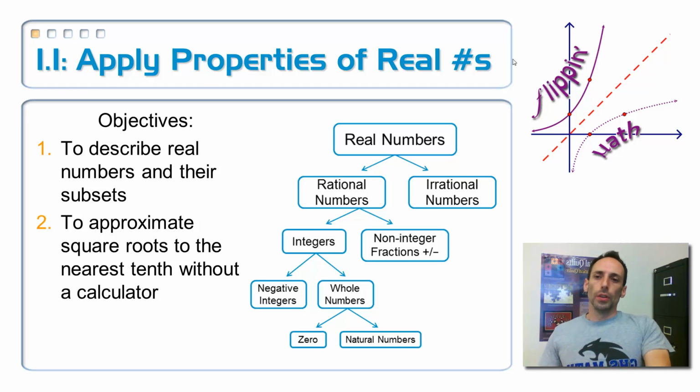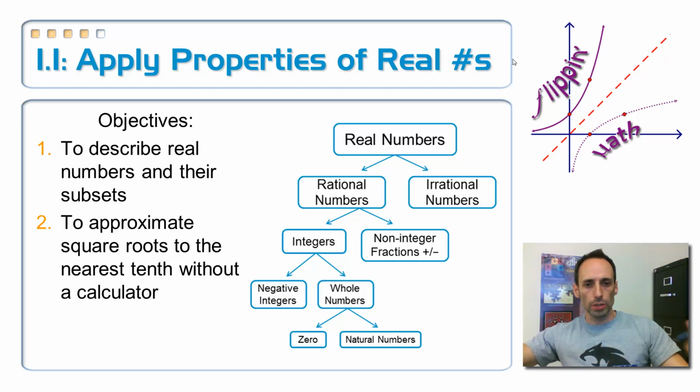Okay. So this wraps up your first lesson on real numbers, being able to describe real numbers and all of their subsets. You can see this in this little chart right here. You've got real numbers up top. That's all this is about, just the real numbers. And it comes in two flavors. We have our rational ones and our irrational ones.